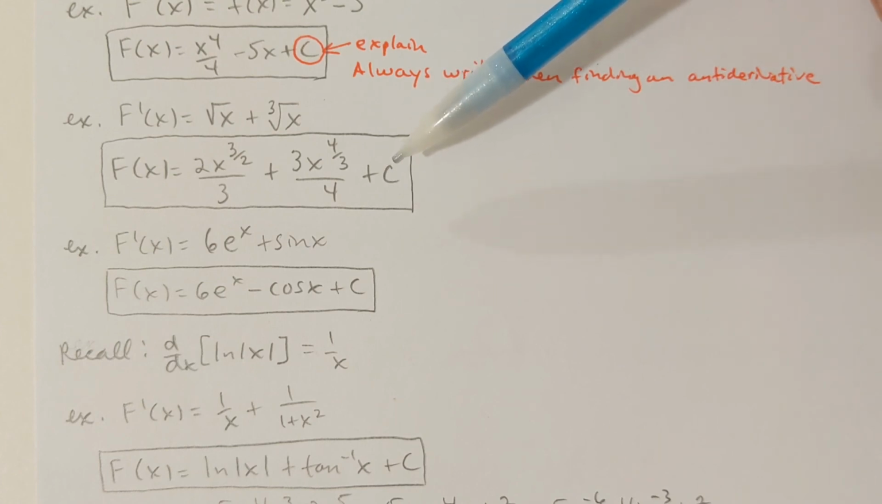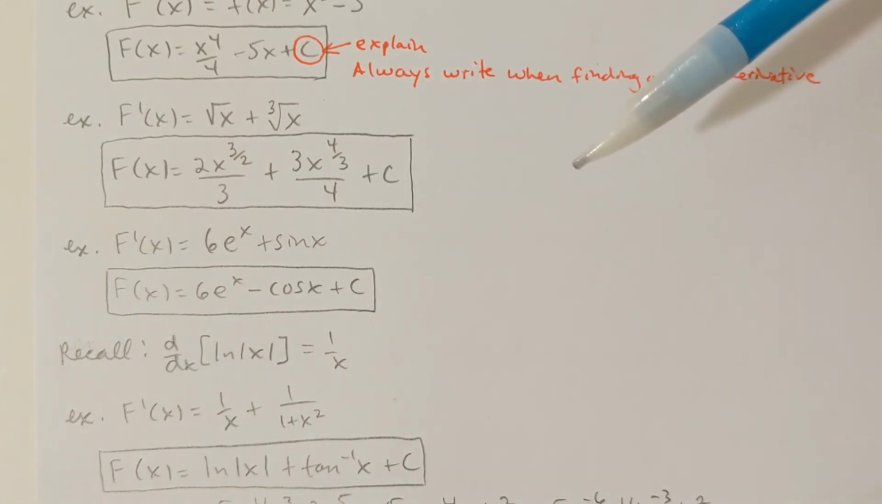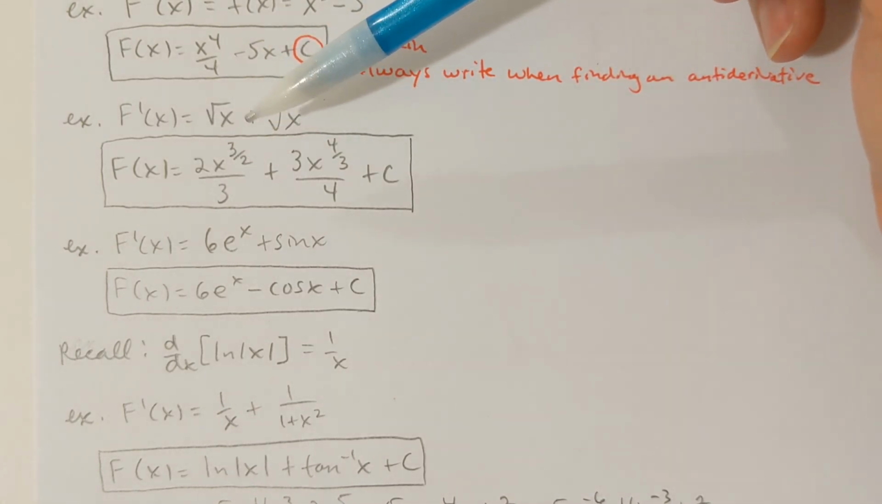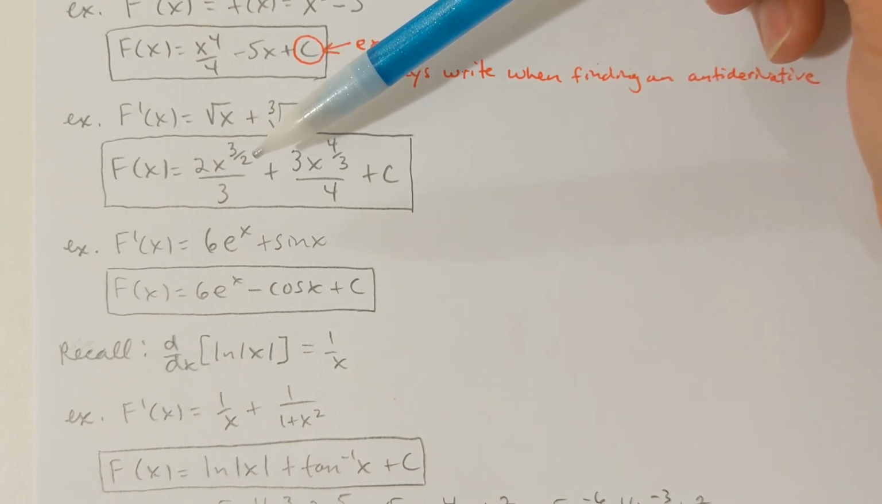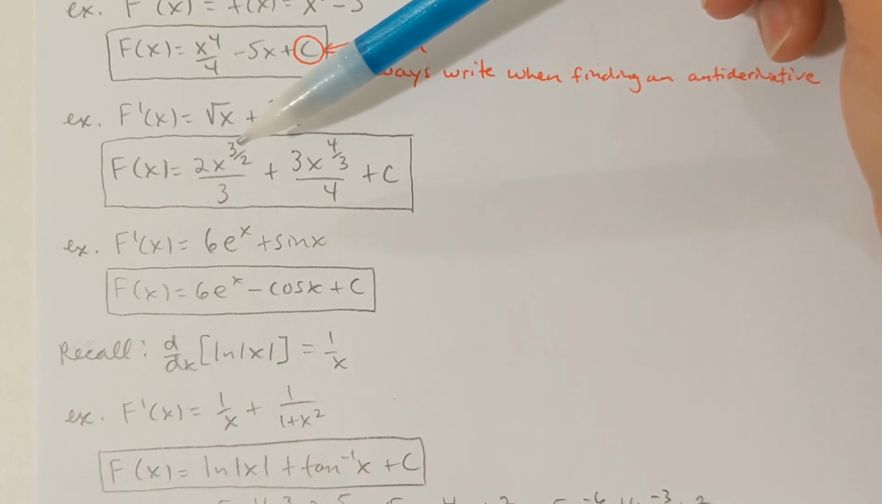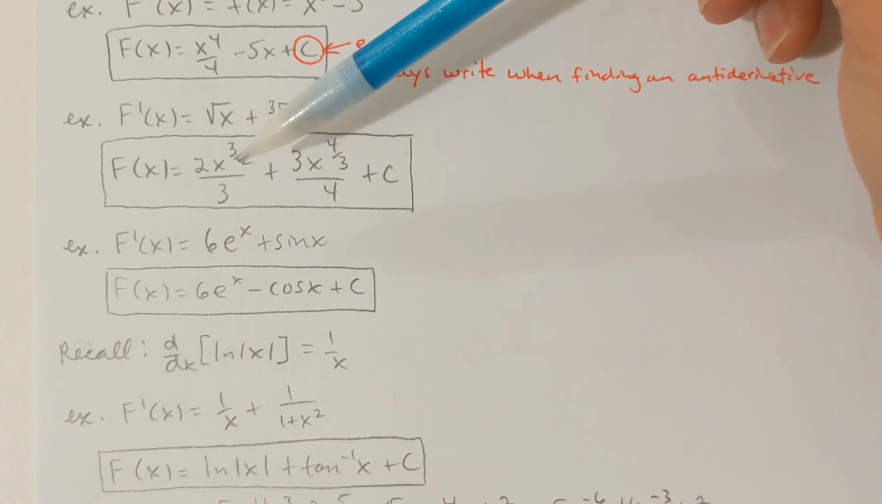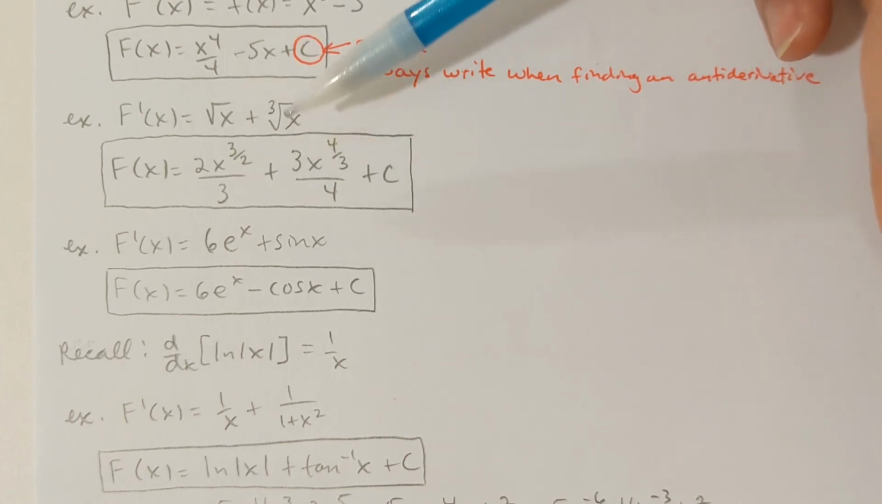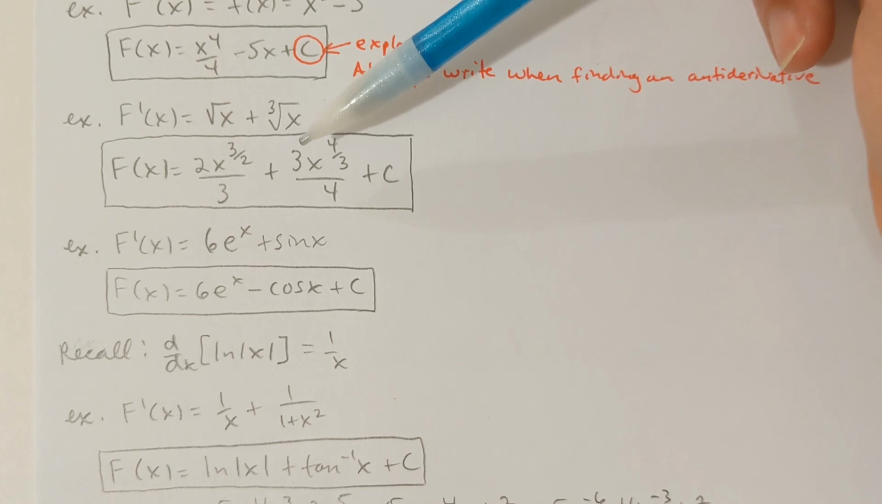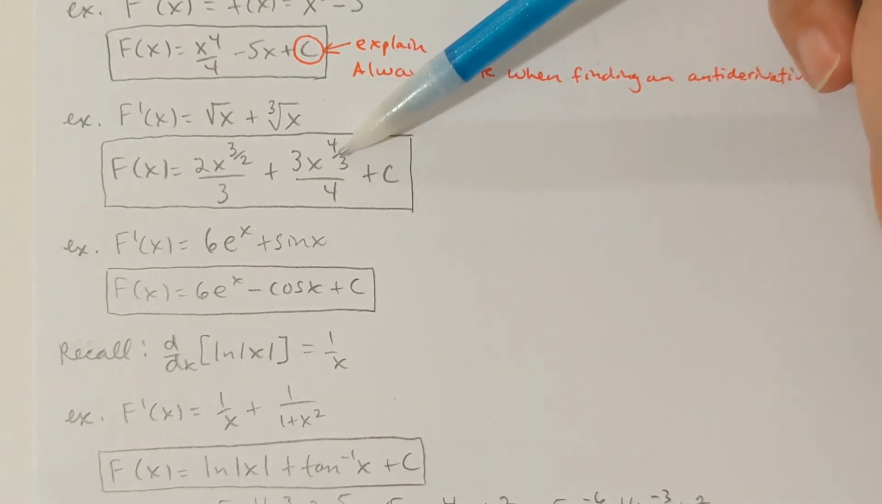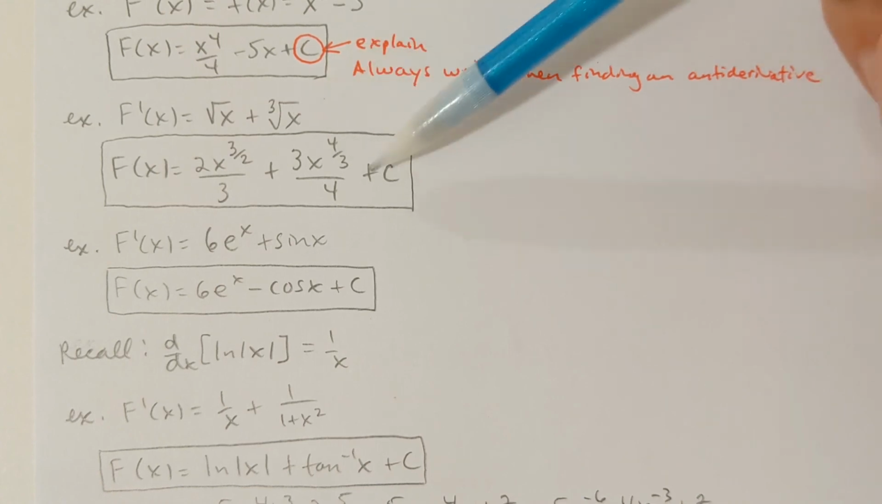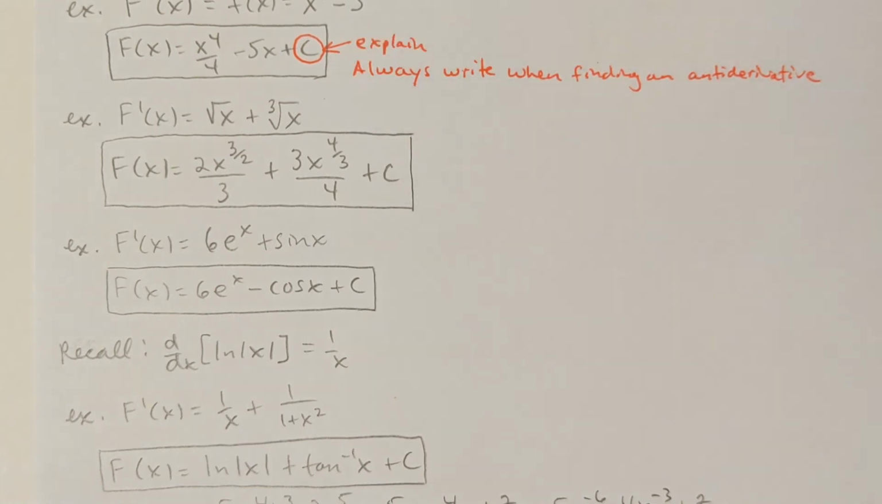We're looking for the general antiderivative, so I need to make sure I add a plus c at the end. Okay, and I can check by differentiating. The derivative of 2/3 x to the 3/2, that'd be 3/2 times 2/3 is 1 times x to the 1/2, or the square root of x, plus 3/4 times 4/3 is 1 times x to the 1/3, that'd be the cubed root of x, plus the derivative of a constant is always 0.